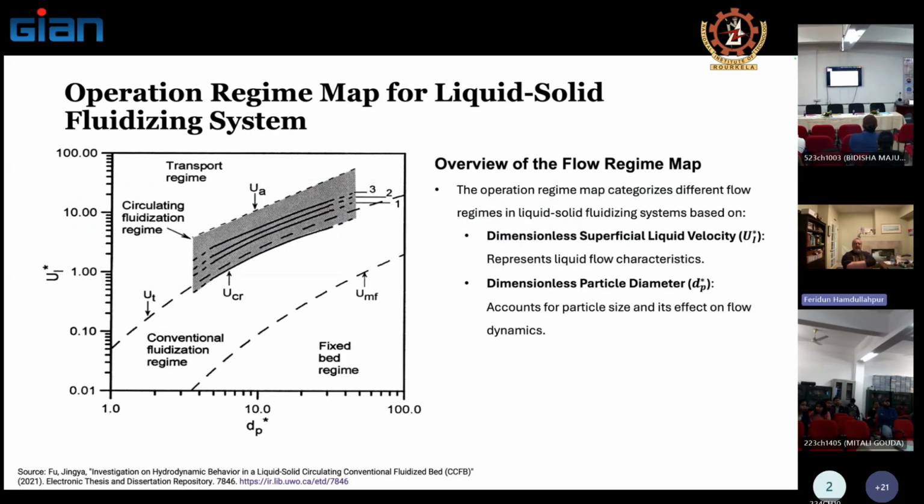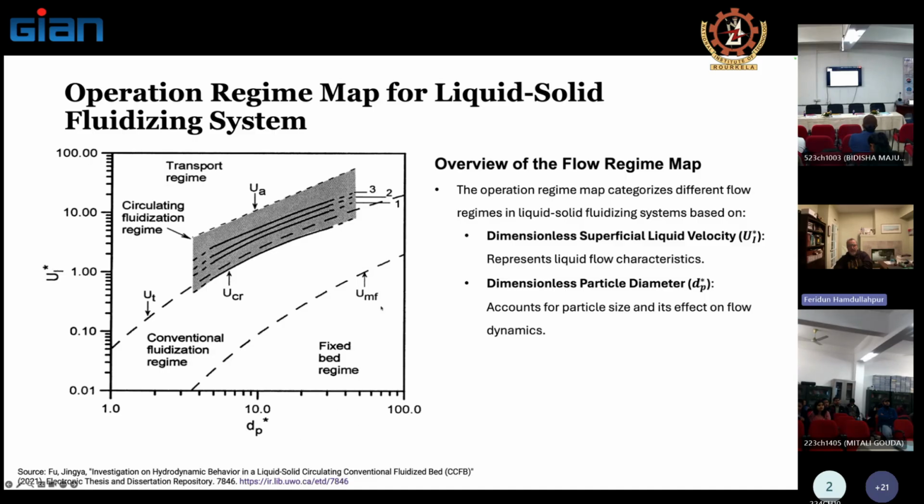So this is an important consideration. This basically shows us the operating regime under which we will operate the fluidized bed. This is the dimensionless particle diameter, okay? And this is the dimensionless liquid velocity. With doing that, we will be able to extract it much, much better.